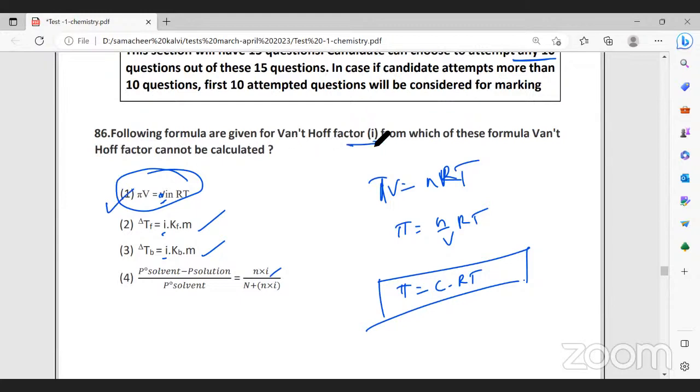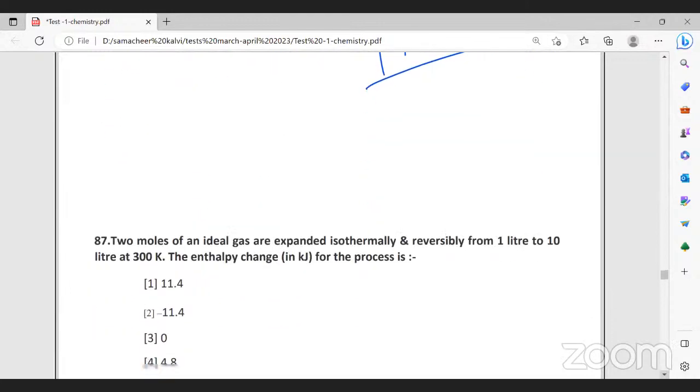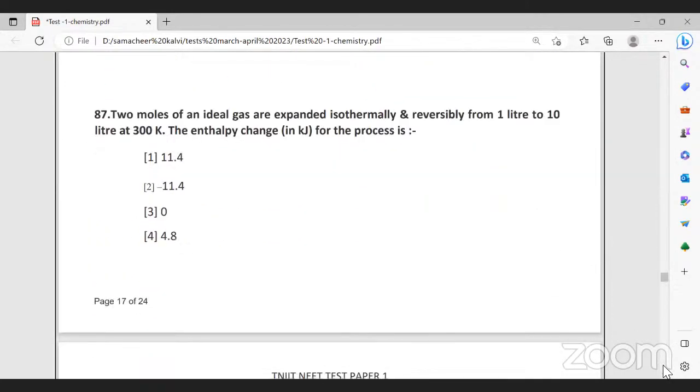Following formulas are given for the Van't Hoff factor i, from which of these formulas can the Van't Hoff factor not be calculated? We cannot calculate it from the osmotic pressure method. See, this is a thinking question. The next question: 2 moles of an ideal gas are expanded isothermally and reversibly from 1 liter to 10 liters at 300 Kelvin. The enthalpy change in kilojoules for the process is.